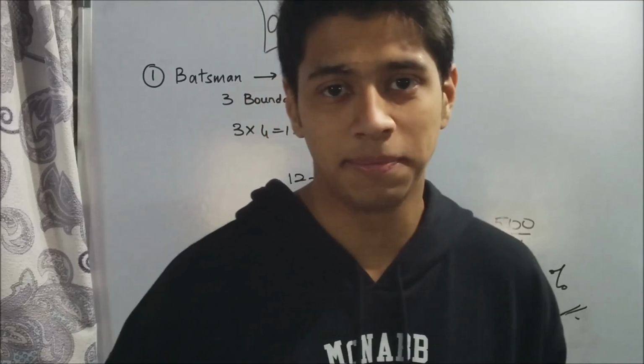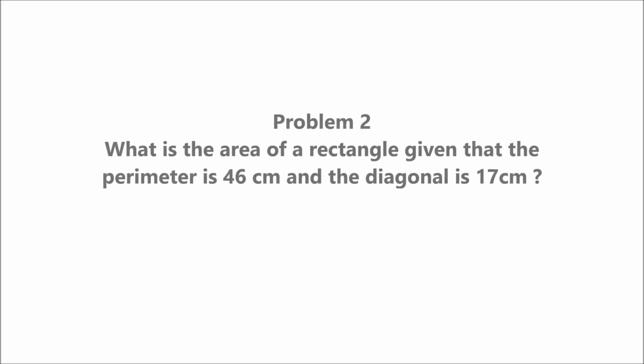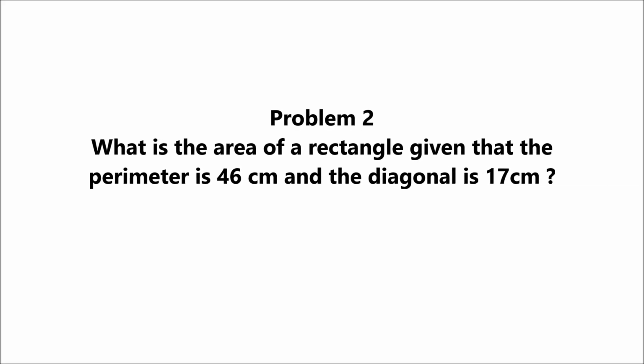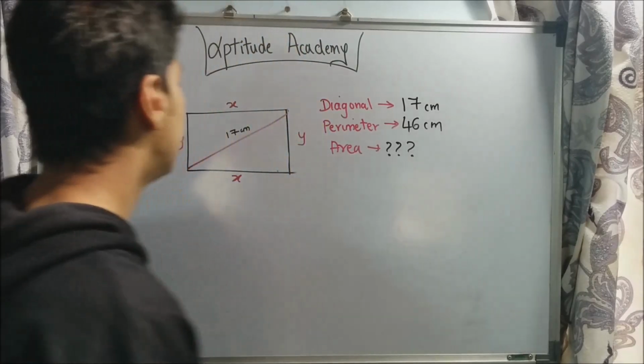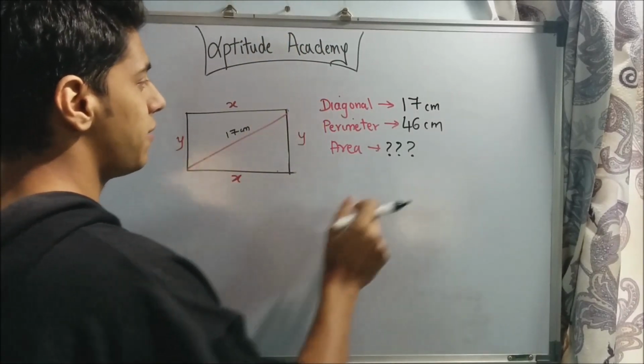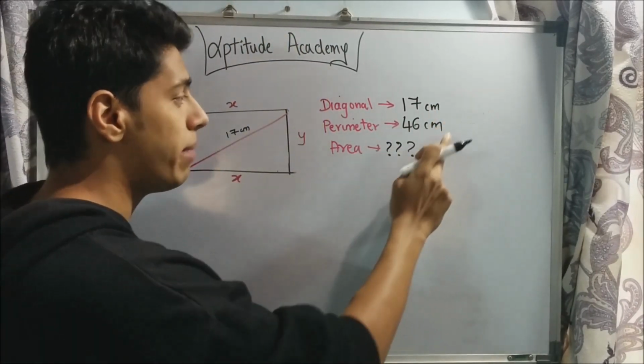Let's move on to the second problem. Problem 2. What is the area of a rectangle given that the perimeter is 46 centimeters and the diagonal is 17 centimeters? Right, so problem 2 is a simple problem in areas. Let's see this. Now they've given you a rectangle and they've told you that the diagonal is 17 centimeters and the perimeter is 46 centimeters.